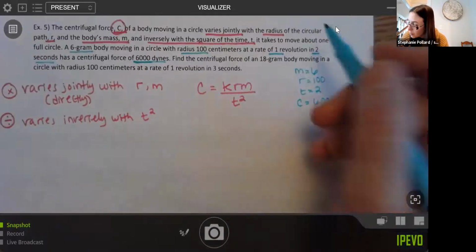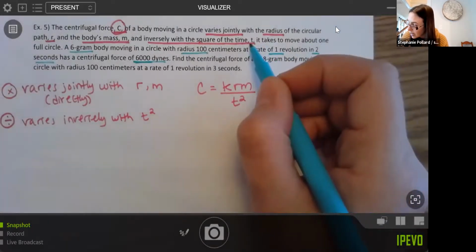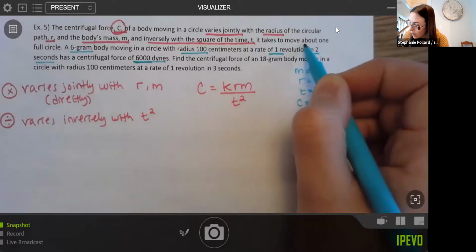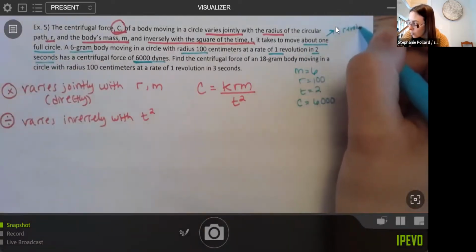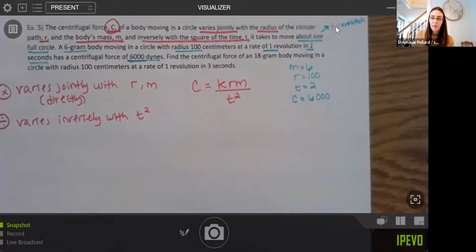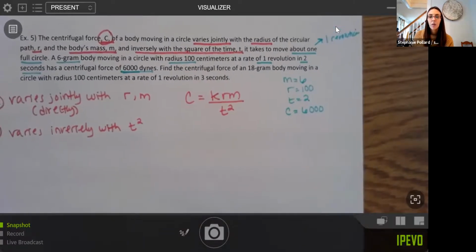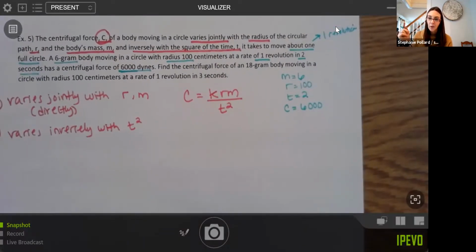Okay. I will clarify here too. When you talk about time, the time it takes to move about 1 full circle means 1 revolution. So when you see that word 1 revolution, it's not an additional variable that's being added here. It's just telling you that's how long it takes to go one full time around. So it'd be 2 seconds as the time.